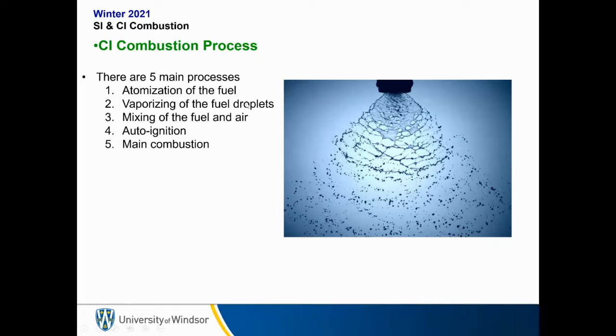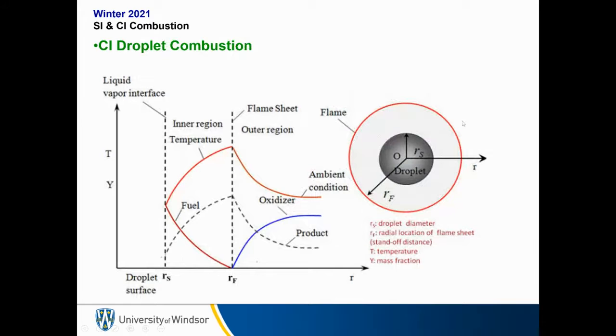We then need to vaporize these fuel droplets. So once the droplets have come in, they've atomized into small droplets. We need to start vaporizing them so they can start mixing with the air. Then we have the mixing of the fuel and air. We have the auto ignition. Then we have main combustion. Now, unlike spark ignition combustion, where it's a flame propagating throughout the entire cylinder, in compression ignition, we have multiple droplets that are combusting simultaneously. So it's actually droplet combustion that controls compression ignition combustion rather than flame propagation.